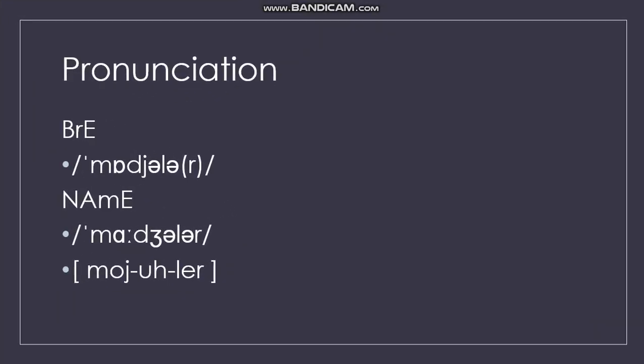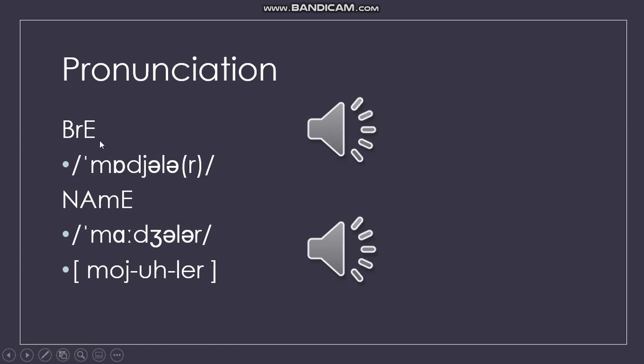Okay, let's look at the pronunciation. Remember, it's very important to learn spelling and practice pronunciation of the word. Here we have a couple of pronunciations. The first one belongs to British English. The other one belongs to Native American English. Here, the only difference between them is, in British English, when R is the last alphabet of the word, it is silent. However, in Native American English, it is pronounced.